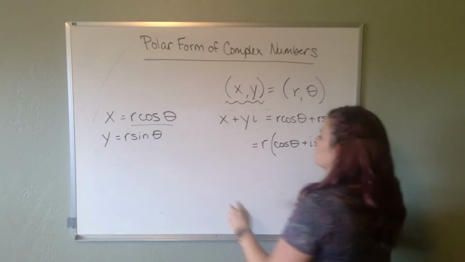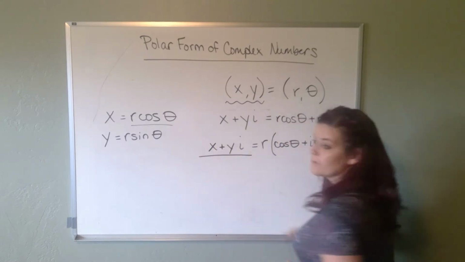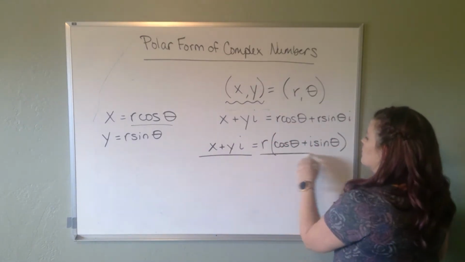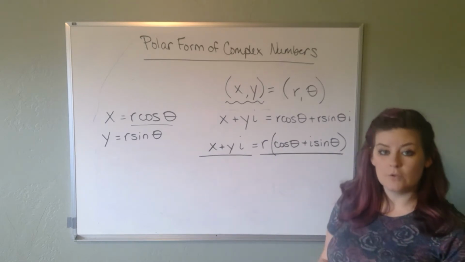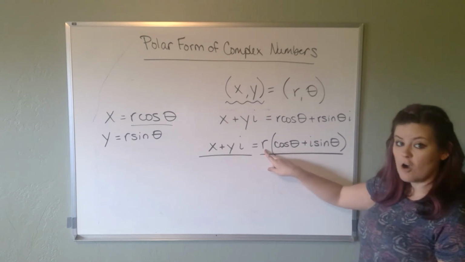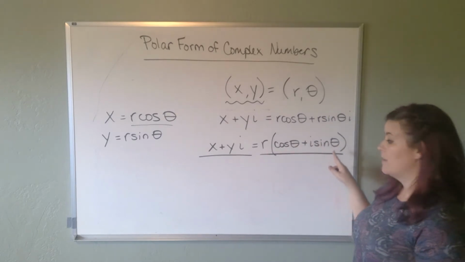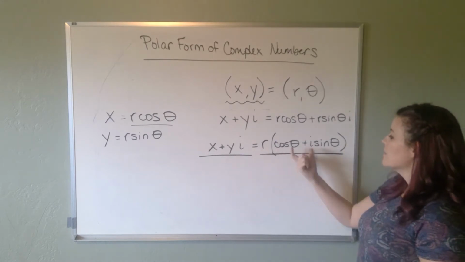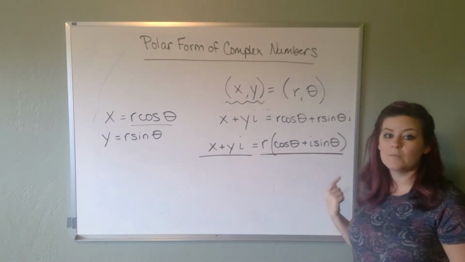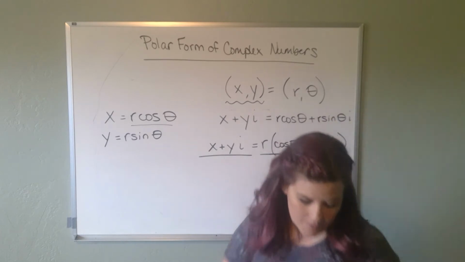So you guys, you start with a complex number in rectangular form. You end with a complex number in polar form. Notice, how can you get polar form? You have to find r and you have to find theta. These two thetas are the same theta. But once you find r and theta, you just put it into this form right here as is. So let's look at an example.